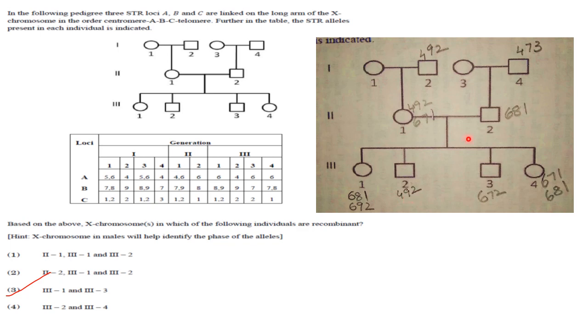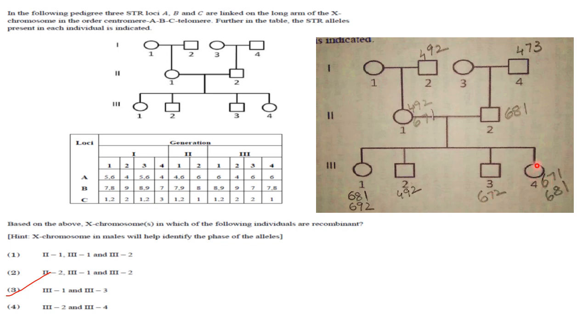Now 4, 9, 2 is obtained from the mother only, so that is a male child. Now 3 is also a male child. So 6, 7, 2 is obtained by recombination between 4, 9, 2 and 6, 7, 1. So 6, 7, 2 is a recombinant. So 3, 3 is also a recombinant.